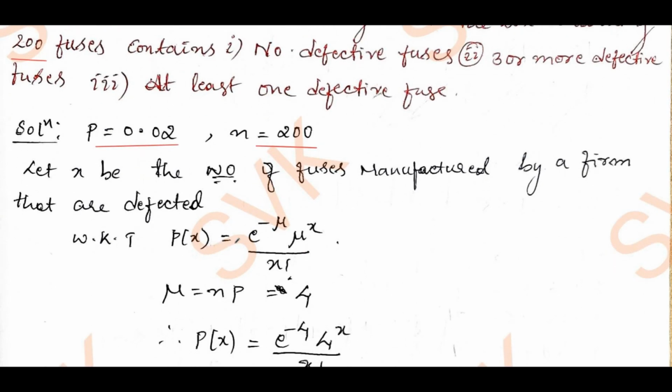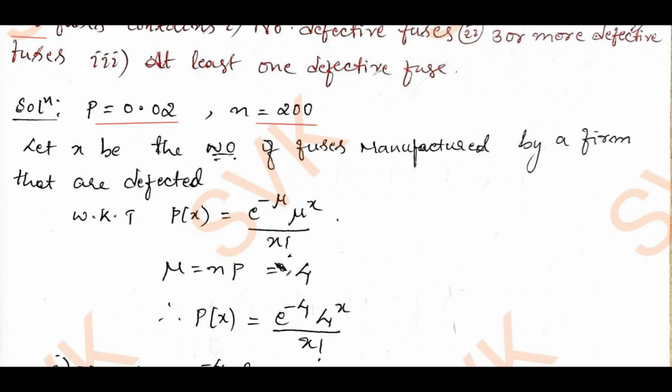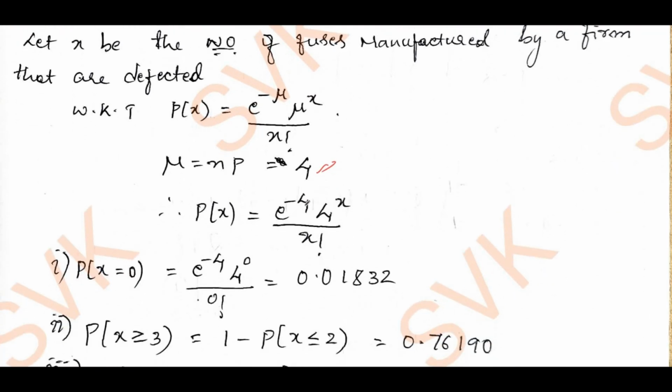So therefore, we know that probability of X is given by e power minus mu into mu power X divided by X factorial. What is mu? So mu is given by np. Just substituting the value of n and p, we get 200 into 0.02, which is equal to 4. So therefore, P of x will be e power minus 4 into 4 power x divided by x factorial.